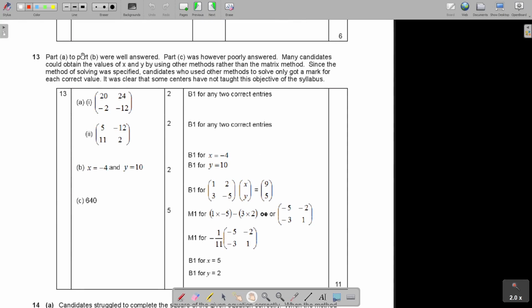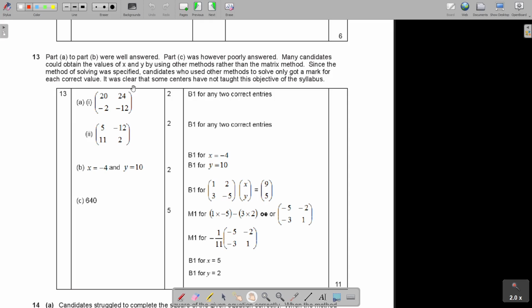Now, again, part A to part B were well answered. Very straightforward. Part C was, however, poorly answered. Many candidates could obtain the values of x and y by using other methods rather than the matrix method. Since the method of solving was specified, candidates who used other methods to solve only got a mark for each correct value. Oh, they were kind. They gave you 1 mark.